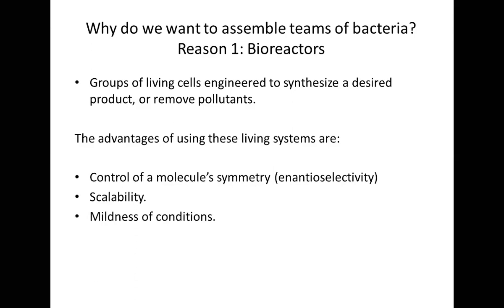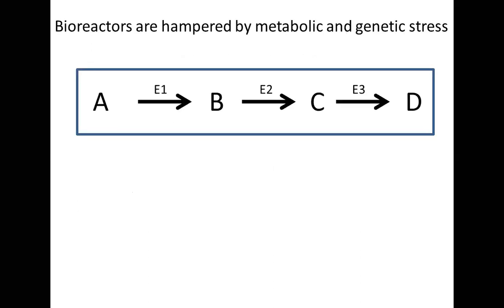Mildness of conditions, this I will make an argument for. Again, most of biology happens at a pH of about 7, at a temperature of 37 degrees Celsius, and in water. And you don't need to add a lot of complicated chemicals or potentially dangerous chemicals in order to make what you want to make. So this reduces the amount of chemical waste which is produced. It reduces the amount of energy that you have to put in to your particular system. So mildness of conditions is more than just a buzzword. It actually is something that people are interested in.